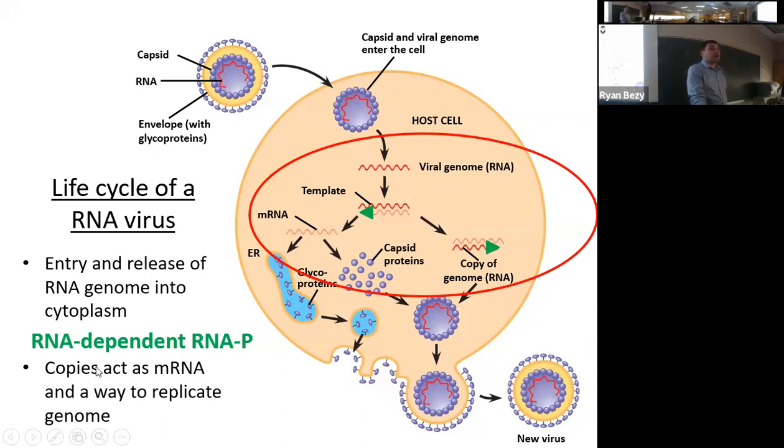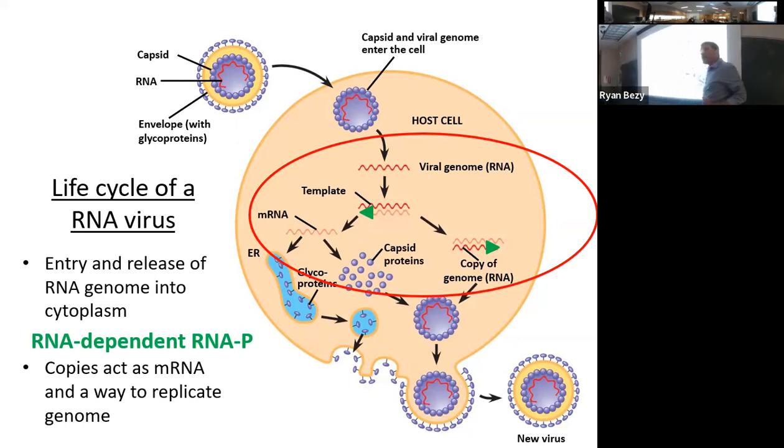RNA-dependent RNA polymerase, this enzyme complex, is going to bind to the RNA, and it copies that into a messenger RNA copy. And then sometimes it also copies that into a genome copy as well. So you have to copy the first strand into an RNA molecule, but then those RNA molecules can get used as messenger RNA in making viral proteins, or that messenger RNA can also be used as a template to copy the entire genome of the virus itself.